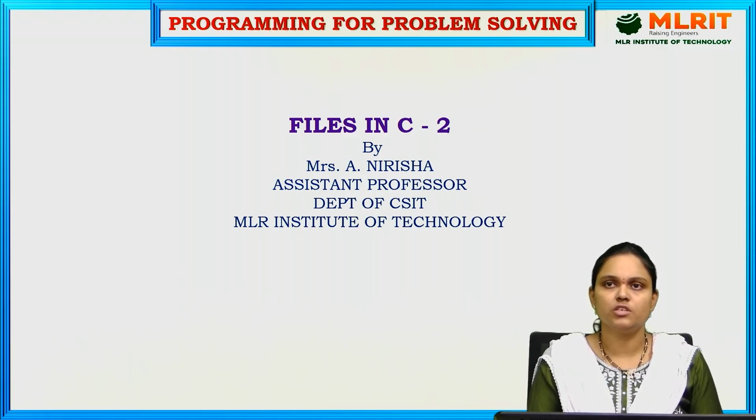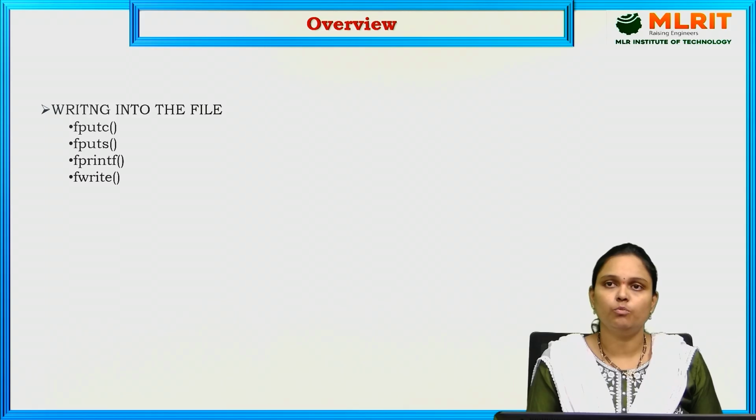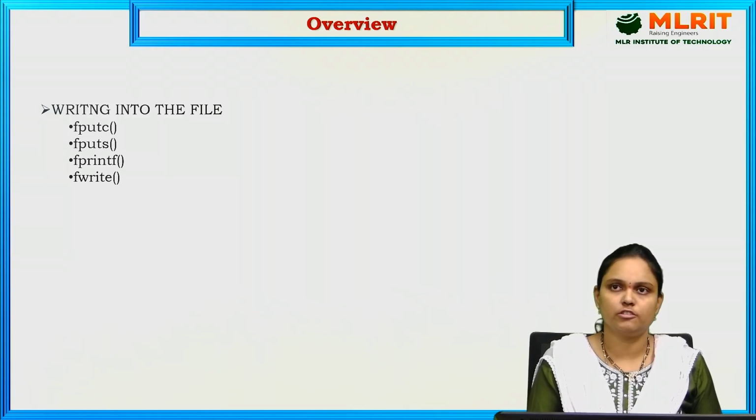Today we are going to see about files in C programming language. In the last video we have seen about the file opening. We have opened the file, we have created the file by using the fopen function. So we can create a file or open a file by using the fopen function, and we need to close a file by using the fclose function.